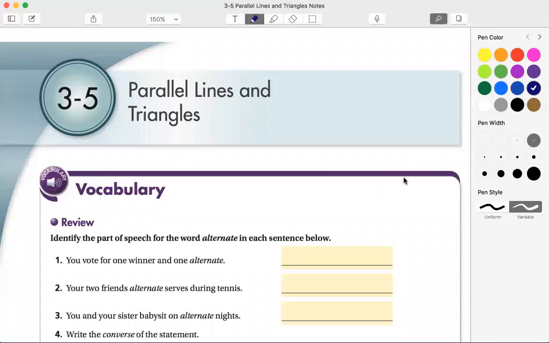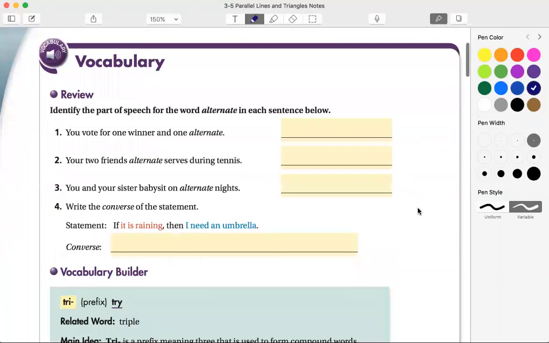Okay, this is section 3-5, parallel lines and triangles. Let's do a vocabulary review to identify the part of speech for the word alternate in each sentence below. So you vote for one winner and one alternate. This is referring to a thing, so this is a noun.